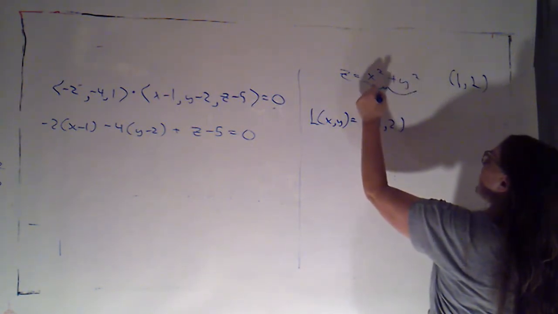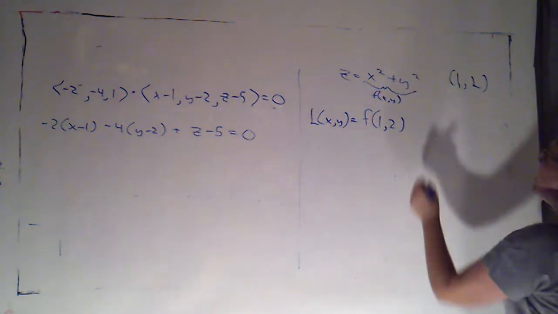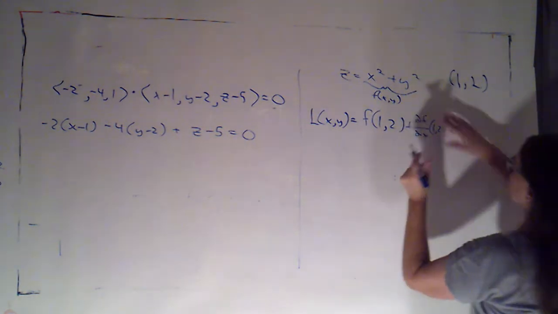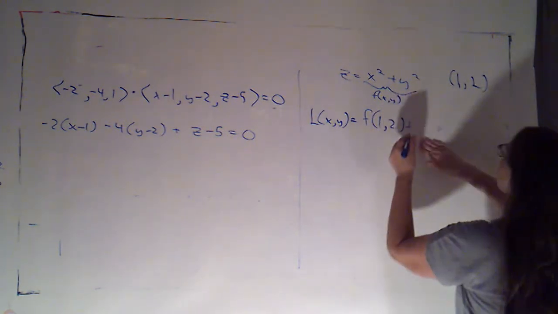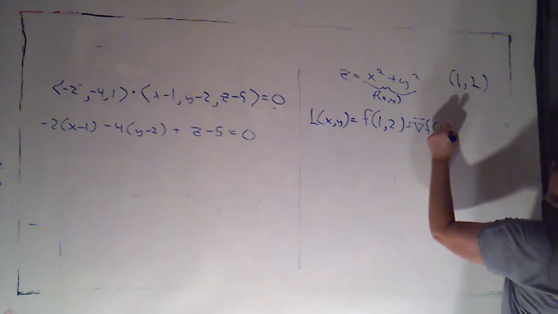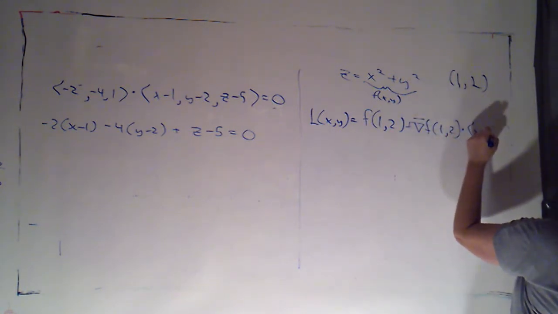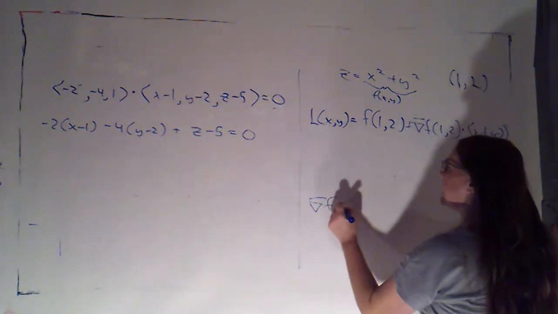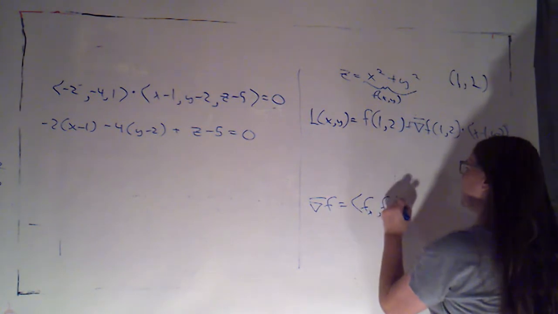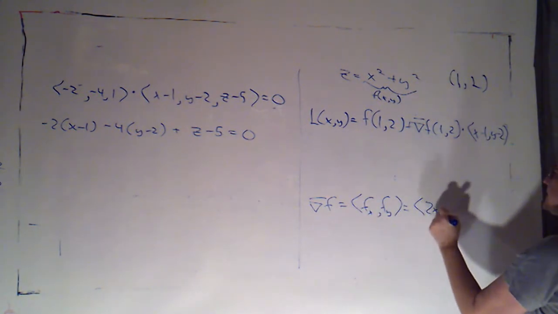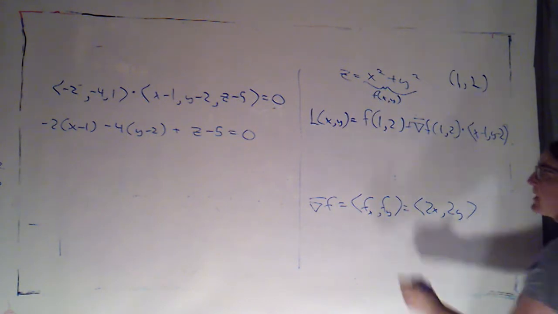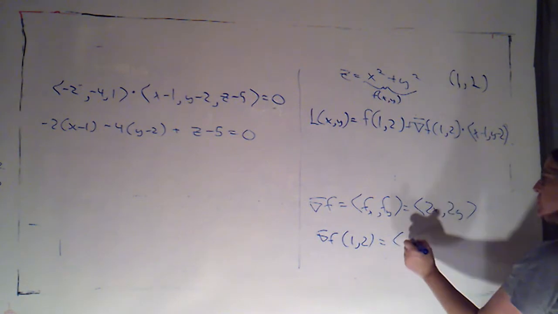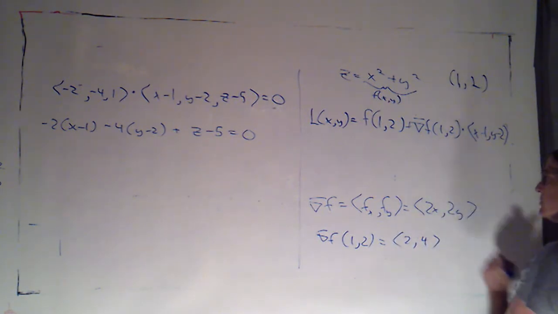So I'm just calling that function f of x, y. Okay. Plus the partial of f with respect to x at 1, 2. Well, actually, let's write it this way. Plus the gradient of f at 1, 2, dotted with x minus 1, y minus 2. Let's work out the gradient. The gradient of f would just be f sub x, f sub y. Looks like that's going to be 2x, 2y. So the gradient of f at the point 1, 2 is going to be 2 times 1, 2 times 2.